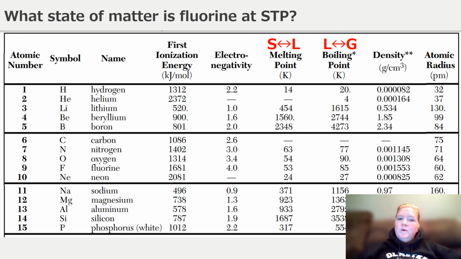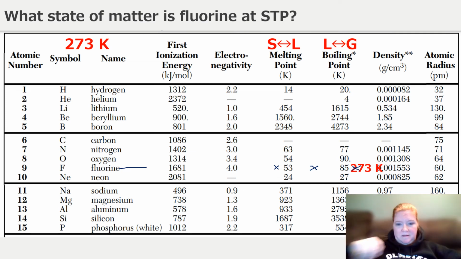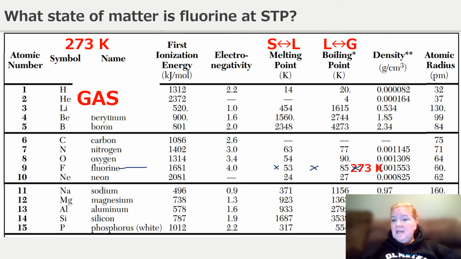Let's try another one. What state of matter is fluorine at STP? Well, look at Table S. STP is 273 Kelvin. Find fluorine, and you're going to put 273 where it belongs. Is it below 53, between 53 and 85, or above 85? Well, it is above 85, which means it's a gas.